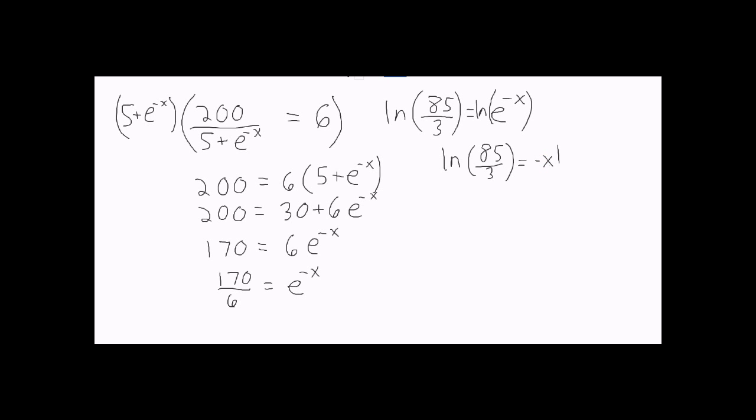You can bring the exponent down now, so it's negative x times ln of e. But ln of e is just 1. So this side is just negative x times 1. And this is ln of 85 over 3 right there.